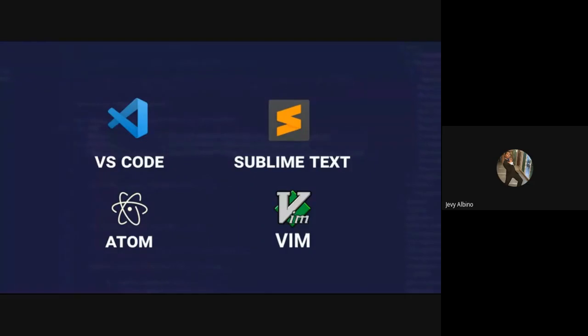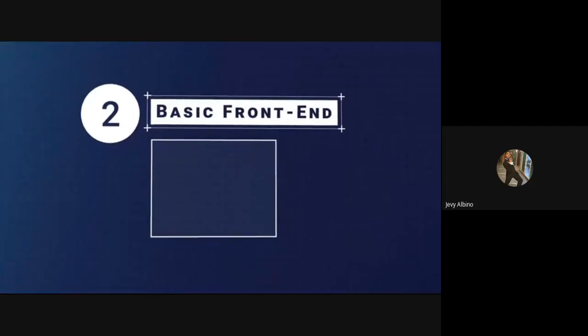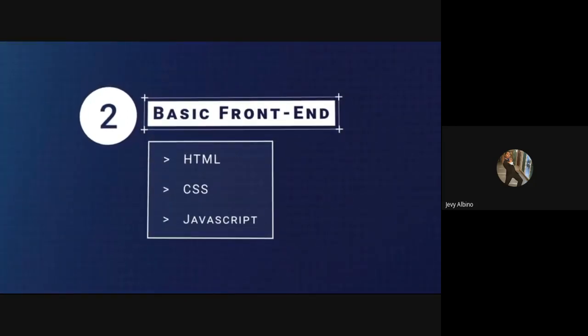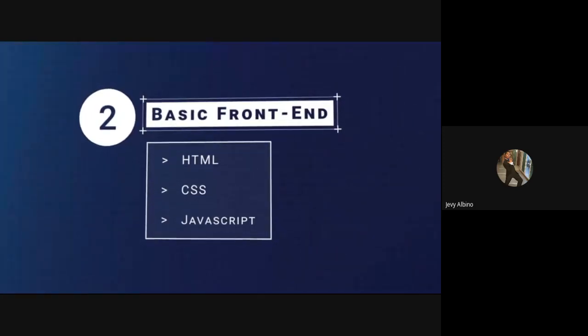Now that we've covered some of the broader concepts of what web development is, let's get into more of the details, starting with the front end. The front end of a website is made up of three types of files: HTML, CSS, and JavaScript. These files are loaded in the browser on the client side.